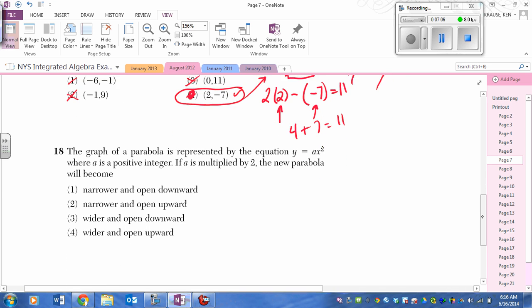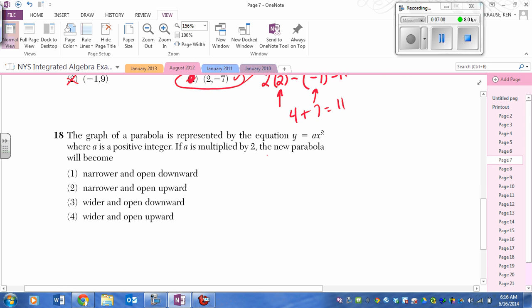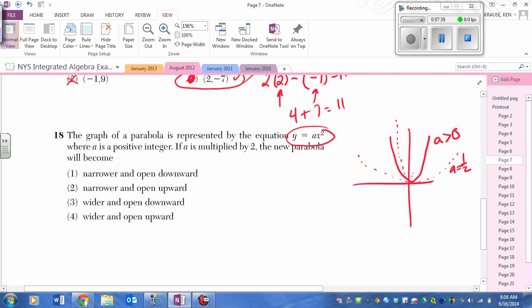Moving on. The graph of a parabola is represented by this equation. Some of you know about parabolas. First of all, you know the general shape. It looks like this. This is when a is greater than 0. And if a is between 0 and 1, that means it's kind of small, we'll get a wide one. So this would be like if a equals a half. If a was bigger than 1, we're going to get a really steep one. And the bigger a is, the steeper it is.